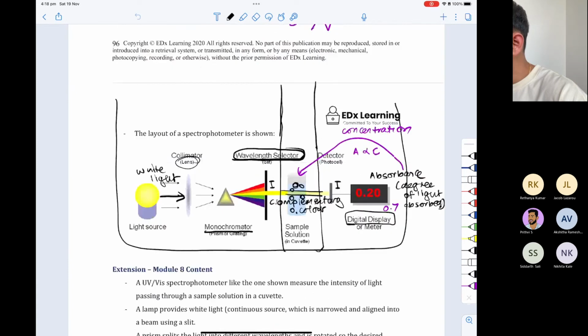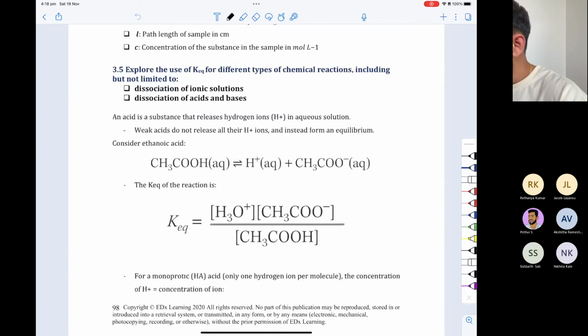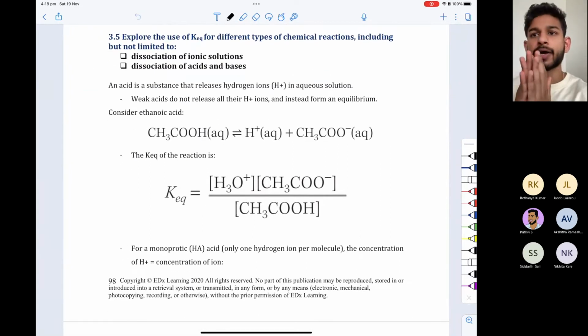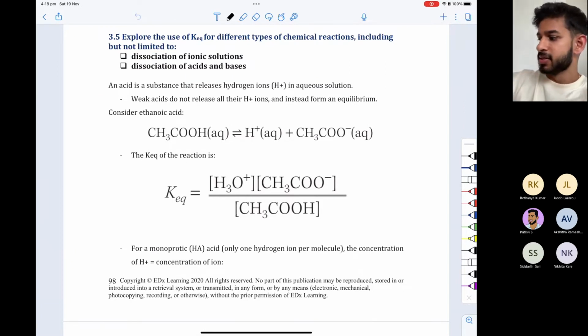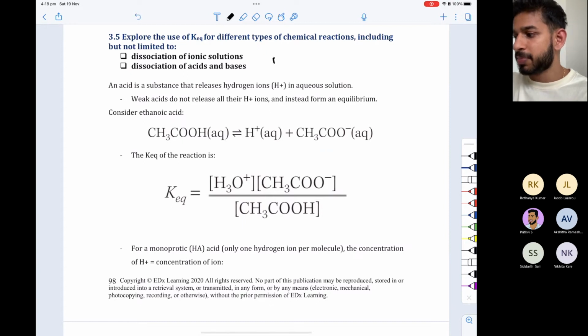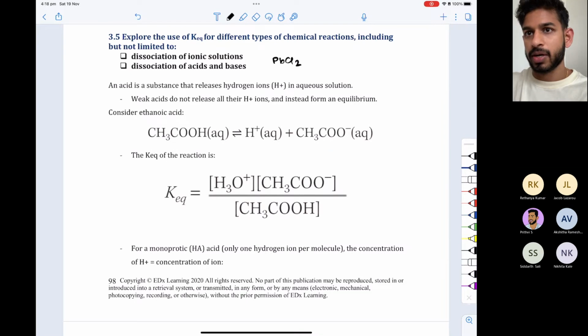Last thing I will mention is Keq when we're talking about ionic substances and when we're talking about acids and bases. When we're talking about ionic substances, the first most important thing you need to know is that the way we write ionic dissolutions is a little bit different in year 12. You always write the solid on the left-hand side and the ions on the right-hand side. An example would be PbCl2, which is an ionic substance.